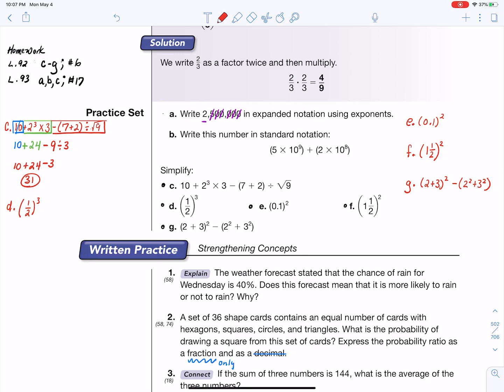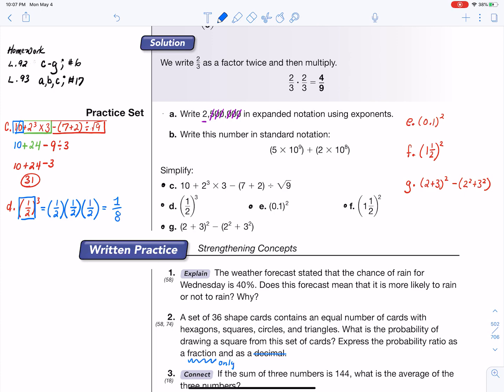For D, I need to go ahead and write down 1/2 3 times. The number that's the base, the number that's being taken to an exponent, is what I copy, and then the exponent is how many times I copy it. All these are being multiplied, so 1 times 1 times 1 is 1. 2 times 2 times 2 is 8. So I'm all done with that.